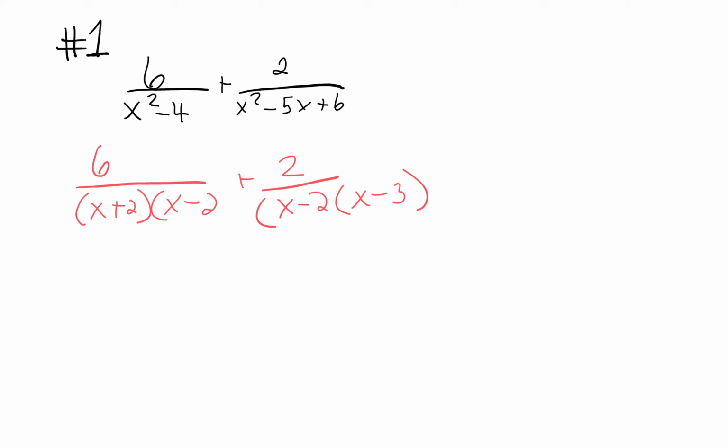So the least common denominator is going to be 6 over x plus 2 times x minus 2 times x minus 3.